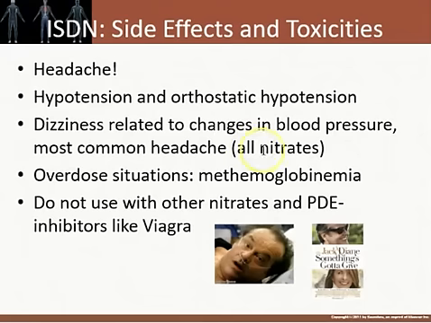And that's really common to all nitrates. When we talk about angina, in the next upcoming lecture series, we'll learn a few more of the nitrate-producing molecules, and almost all of them have this common side effect of headache. In the overdose situation, there's a methemoglobinemia that you should be aware of.